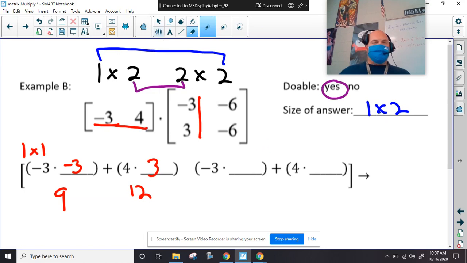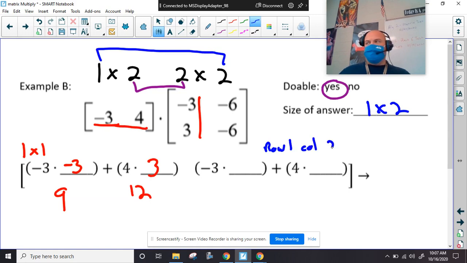I don't think I should be doing the X's. Row 1, column 2. Okay. All right. So this one's kind of easy. We still have negative 3 and 4. So what's our numbers right here in this last column? So this gives us 18 and negative 24.